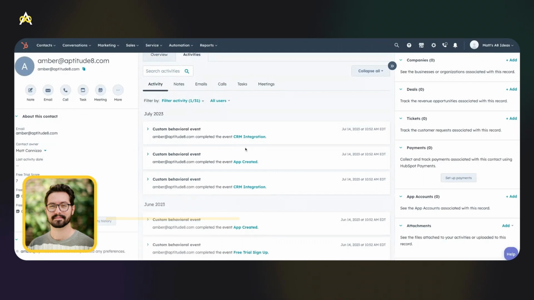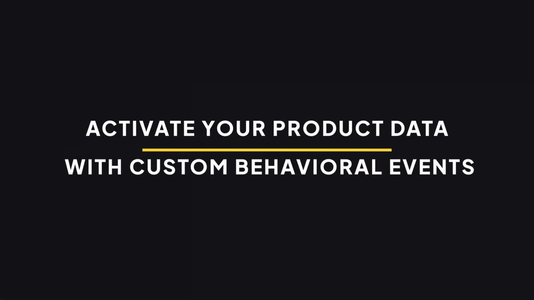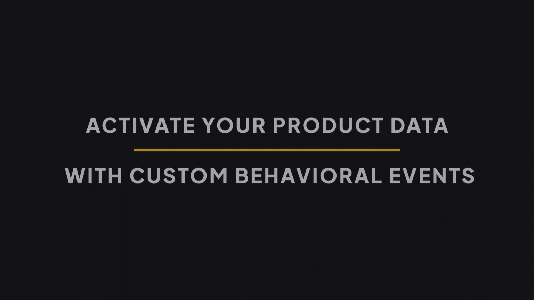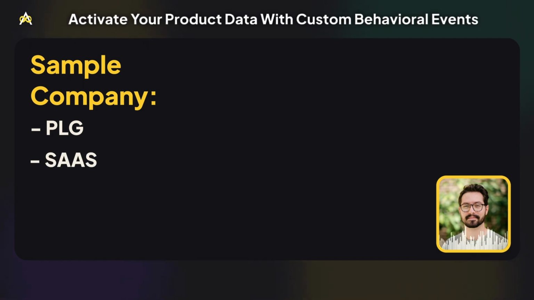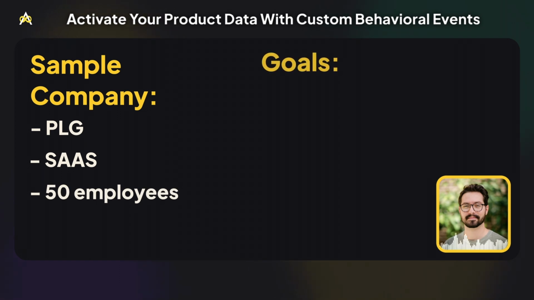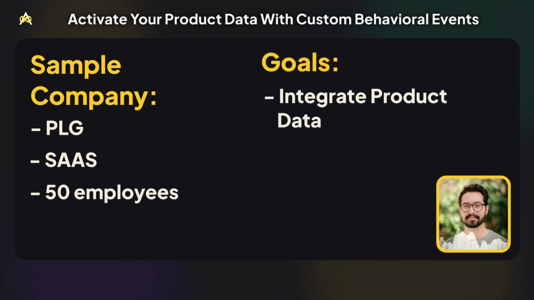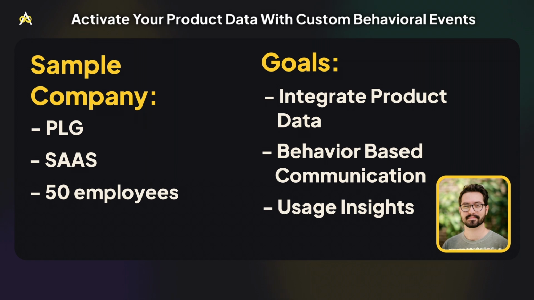And in this video, we're going to be reviewing how to activate your product data in HubSpot 101. Today, we'll run through a sample company who has a product-led growth strategy. They're going to be a SaaS middleware product company with roughly 50 employees. And their main focus today is to integrate that product data so that they can tailor their free trial communications based on behaviors a user takes, as well as power the customer success team with usage insights.